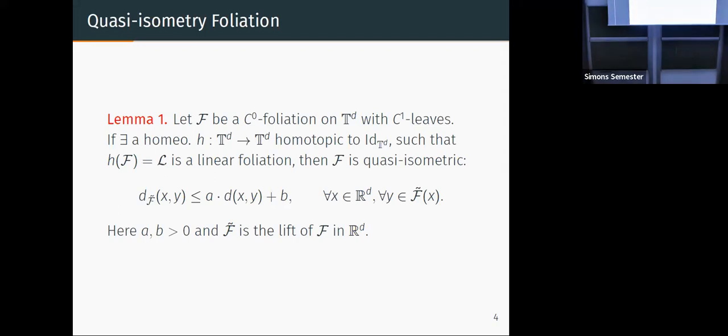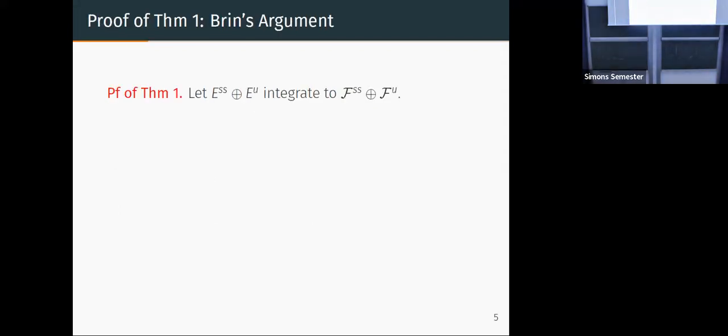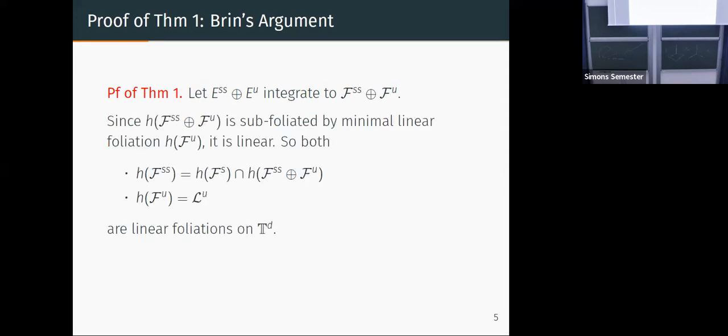Now I can give you a simple proof. It's just a Brin argument, and you need to deduce that if your strong stable and unstable are jointly integrable, then your strong stable foliations are quasi-isometric. For unstable foliations, this lemma already gives you that, because the conjugacy maps the unstable to the unstable. So you just need to show it for the strong stable foliation to the linear foliations.